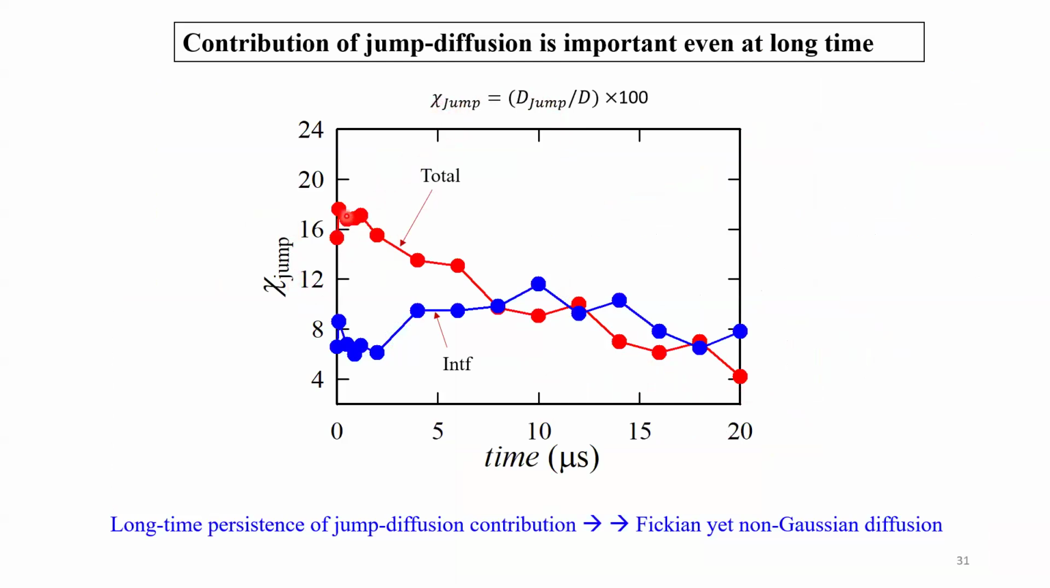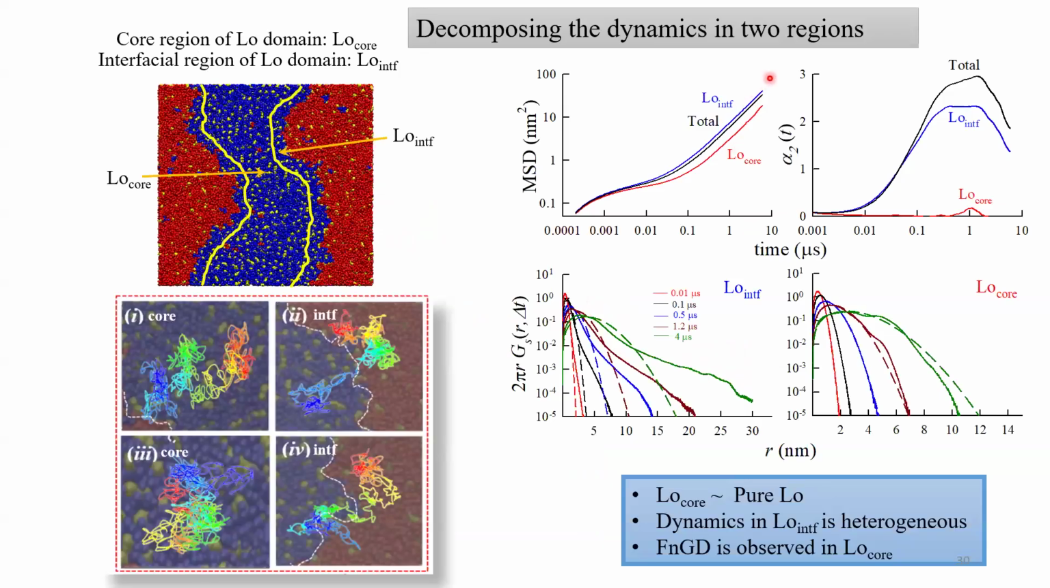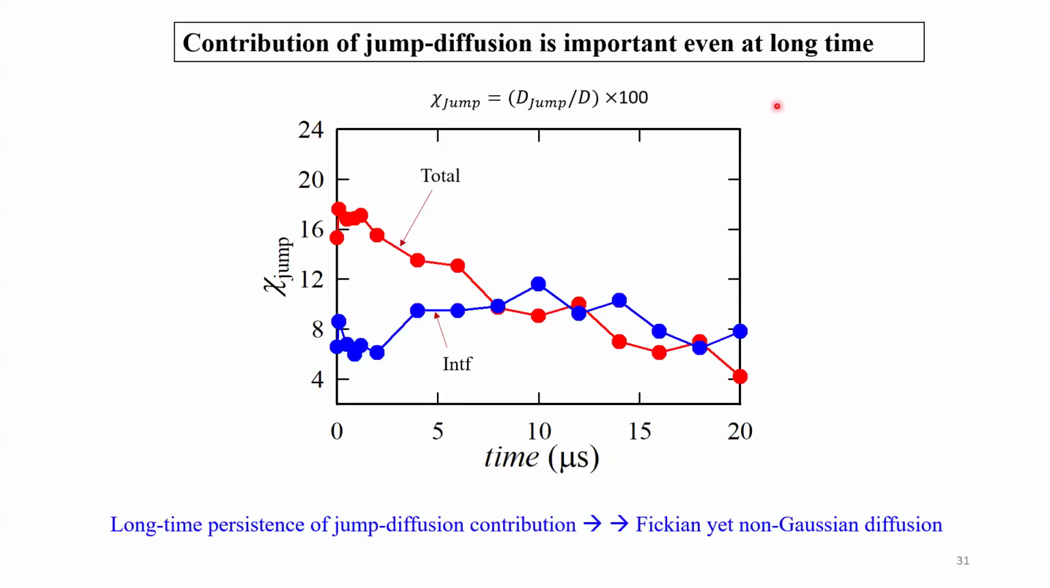So you can see almost 20%, 16 to 20% at small time. But as we go along, it should decrease. But it's still not, up to 20 microseconds. What is 20 microseconds? You can see 20 microseconds is where it is fully linear. There also, and even at 20 microseconds, there is a significant contribution of the jump diffusions.